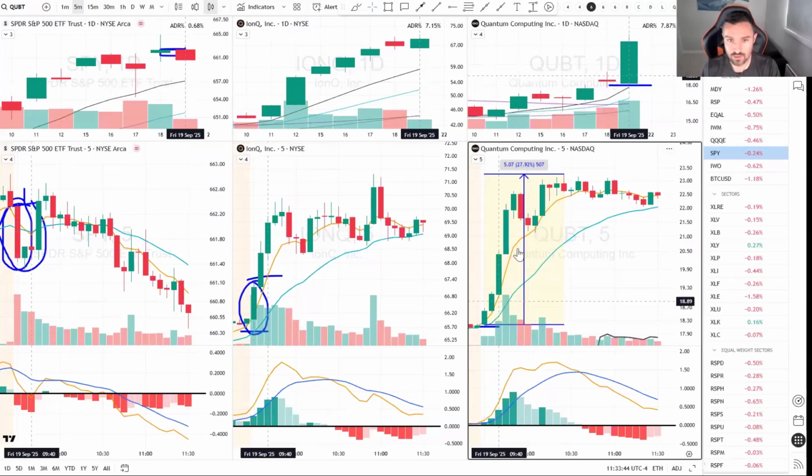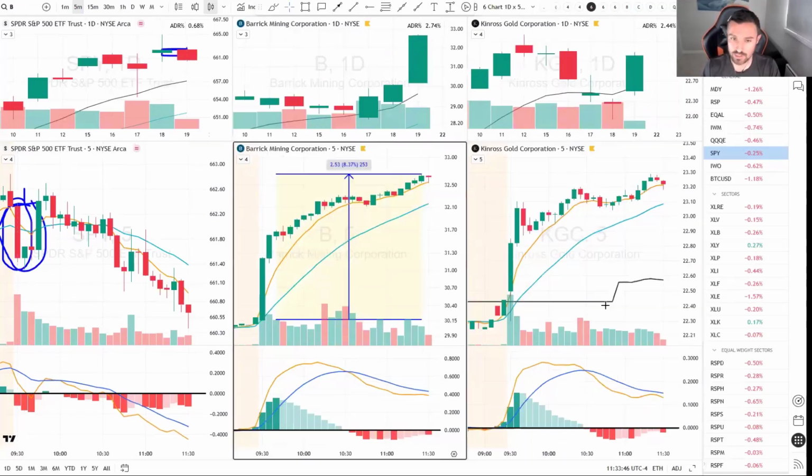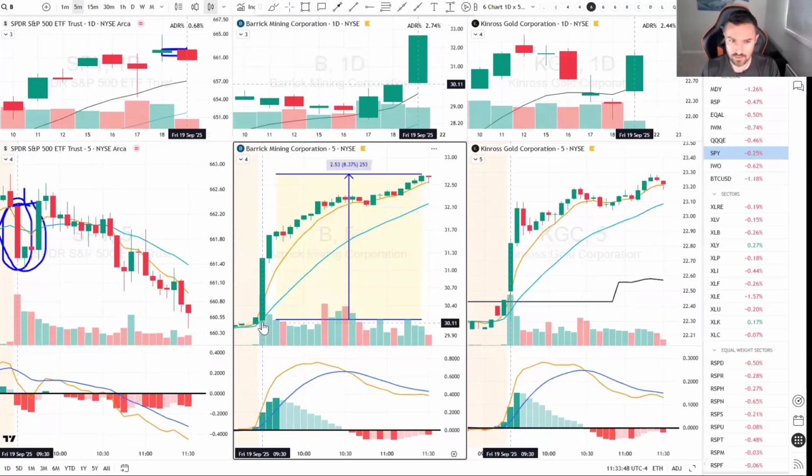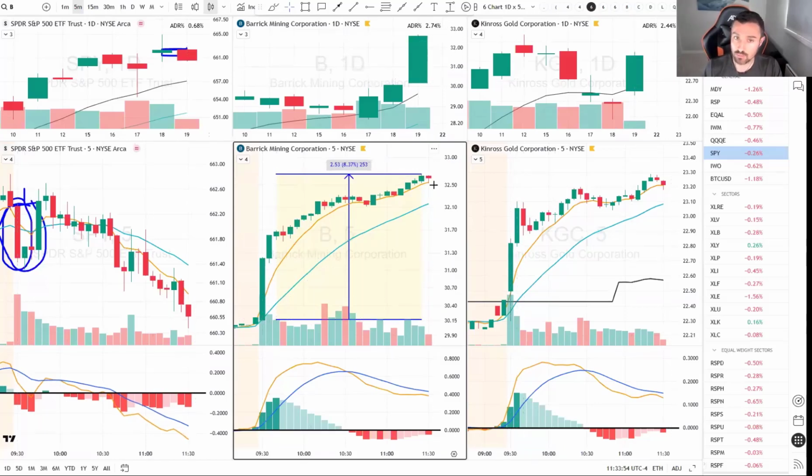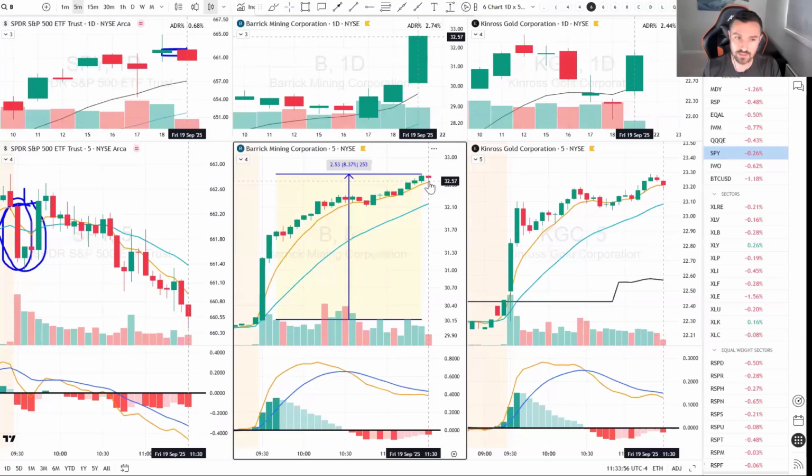This one's gone up nearly 4 times its 20-day ADR percentage, and Barrick Gold did that as well. It opened effectively right at the low and just pushed and went. And this has gone up circa 4 times its 20-day ADR percentage. So this is how you start differentiating between a really good setup and a really, really, really good setup. Make sense?